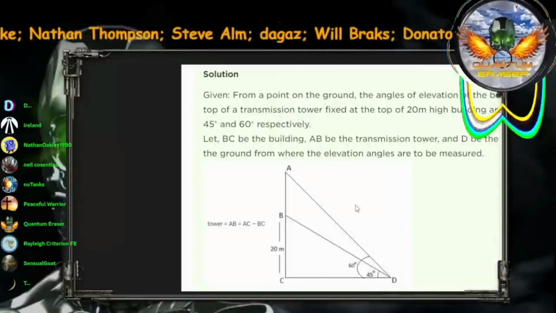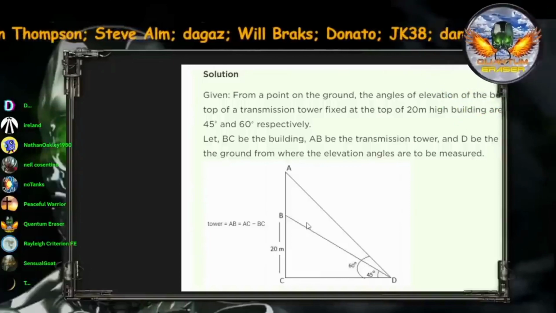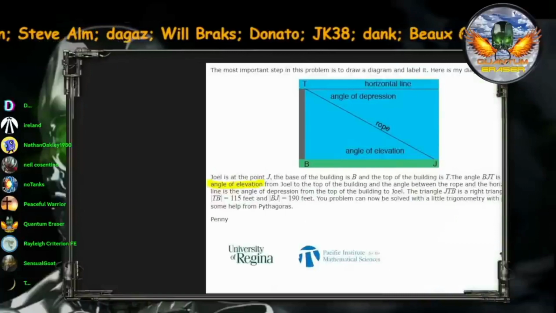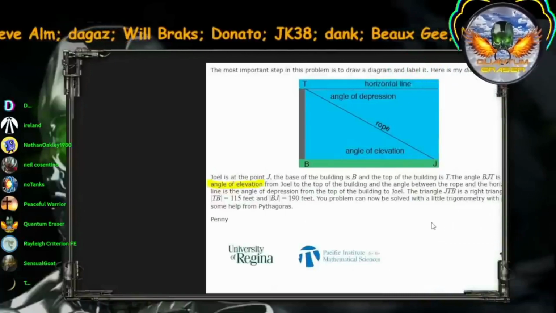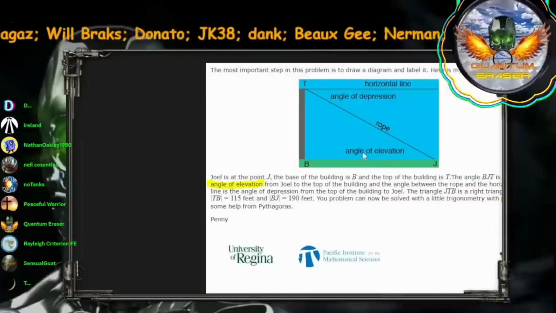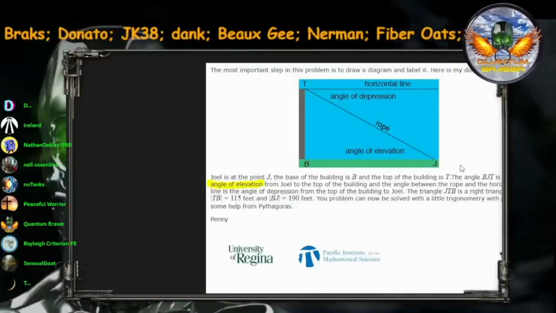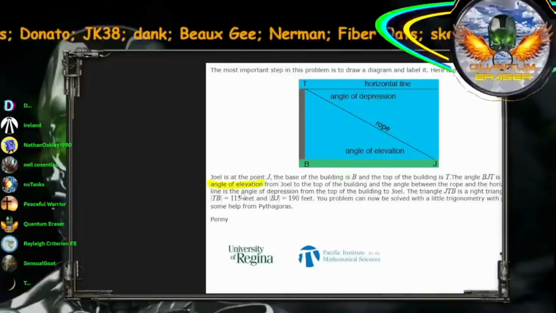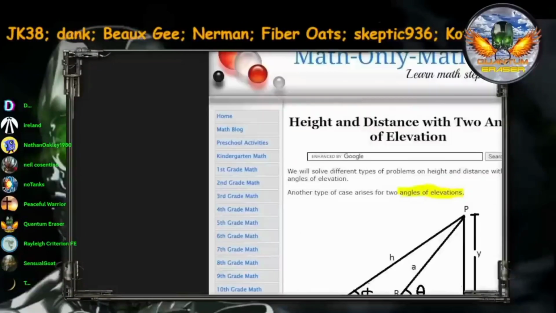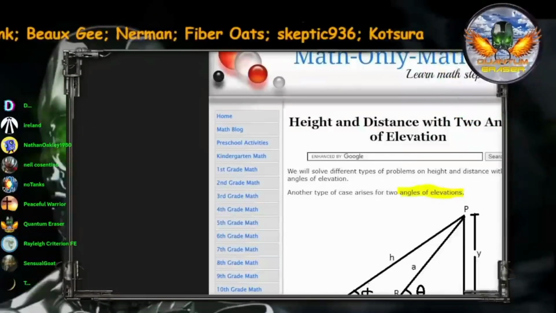Again, elevation angles. Looks like there's 2 in here. Looks like there's 2 right triangles. From Pacific Institute for Mathematical Sciences, this looks like a right triangle to me. Angle of elevation, right angle triangle. You're getting the sense that I could go all day right here.